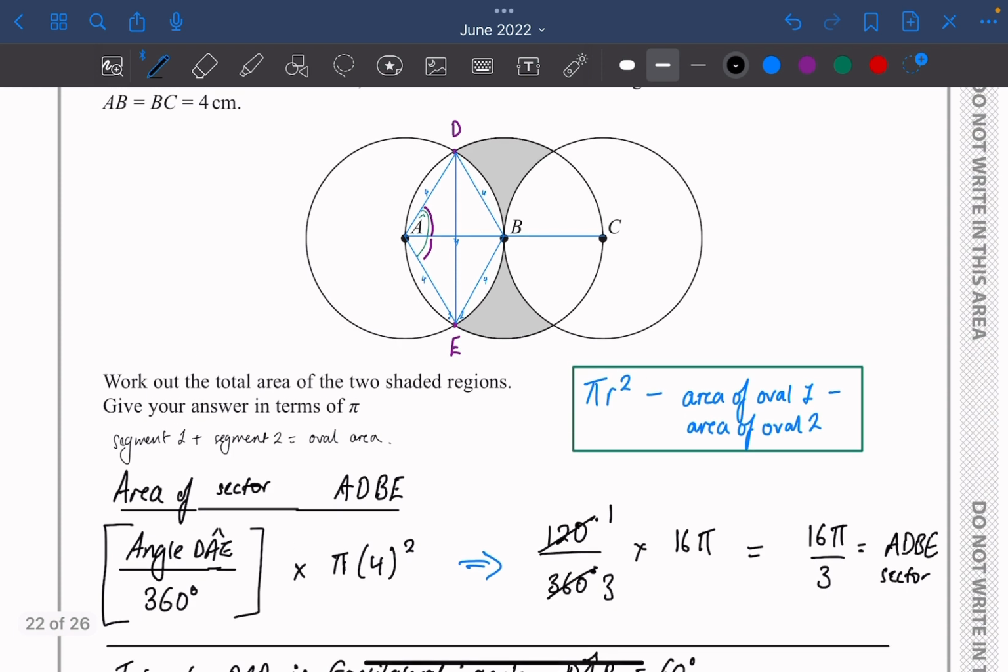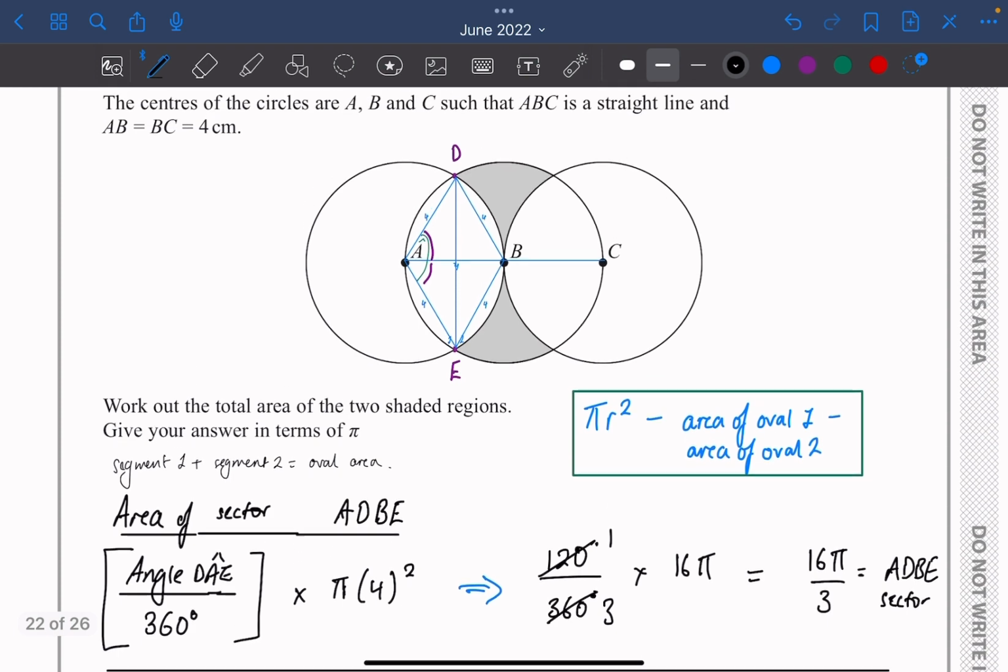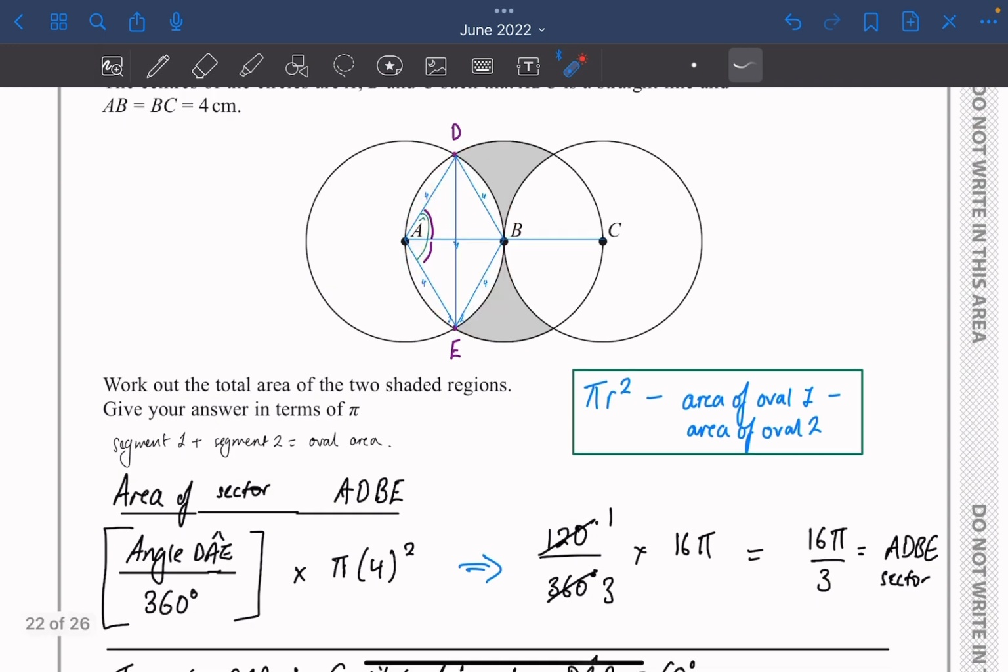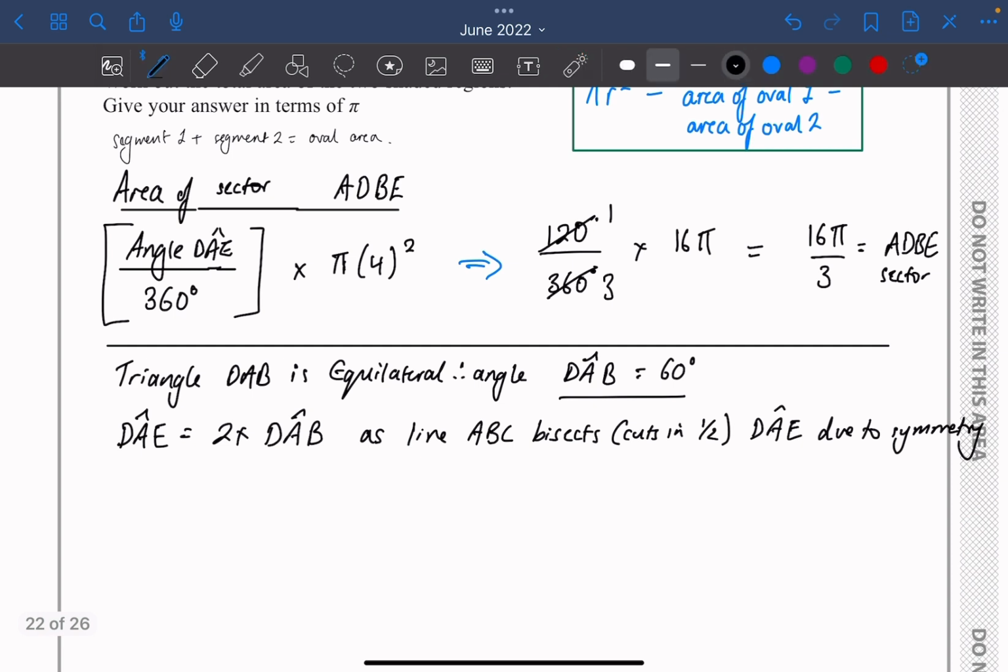Okay, so we have found the angle, we have found the area of this whole thing. Now we just want that. So we need to take away that triangle DAE. So let's calculate that.